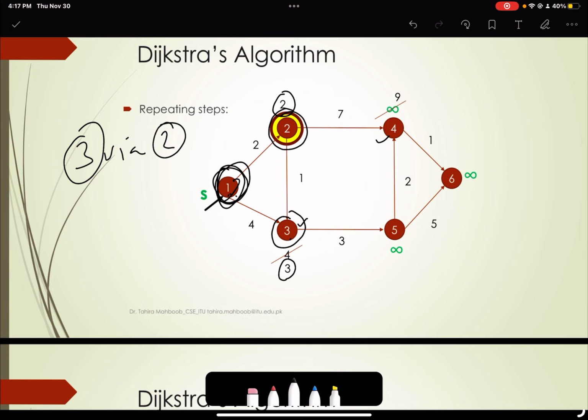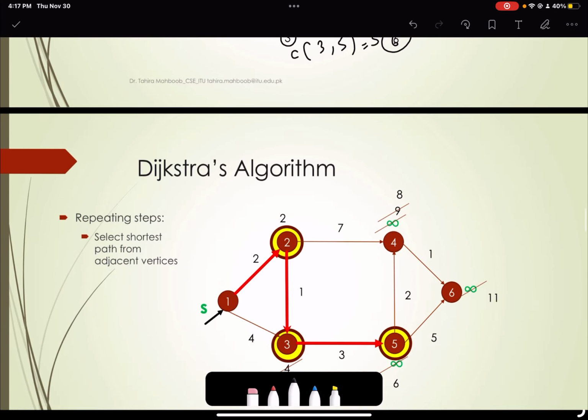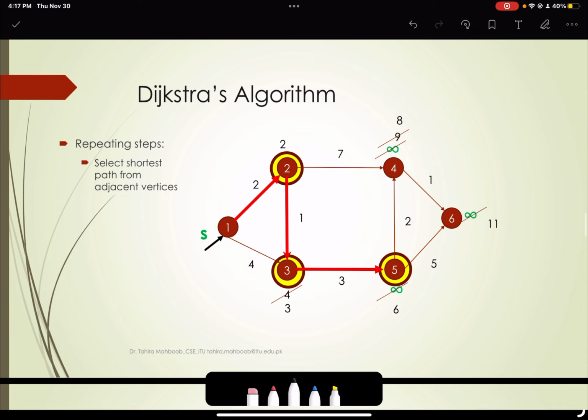Now 3 is selected, and then we have only one path that leads to vertex 5, and the cost going from 3 to 5 is 3. So 3 plus 3 becomes, initially it was infinity, but now it has been estimated as 6. So this is only one path. So now 5 is selected as your next node.